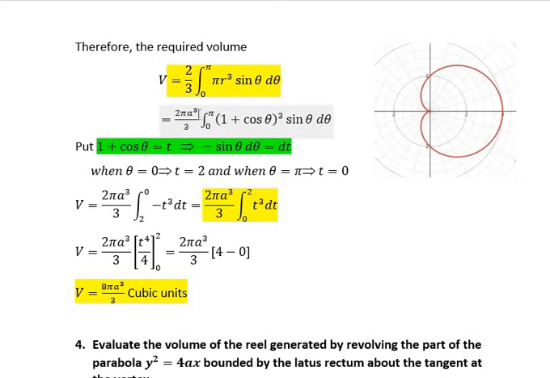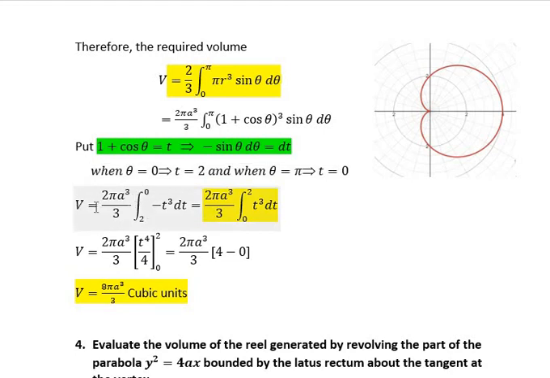So V is equal to 2 pi a cube by 3 integral 0 to pi, 1 plus cos theta whole cube sin theta d theta. Now to simplify this, put 1 plus cos theta is equal to t, which implies that minus sin theta d theta is equal to dt. Put theta is equal to 0 which implies t is equal to 2 and theta is equal to pi implies t is equal to 0. So the limits of integration 0 to pi becomes 2 to 0.